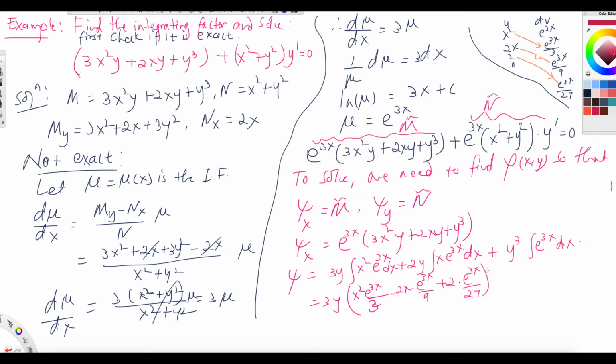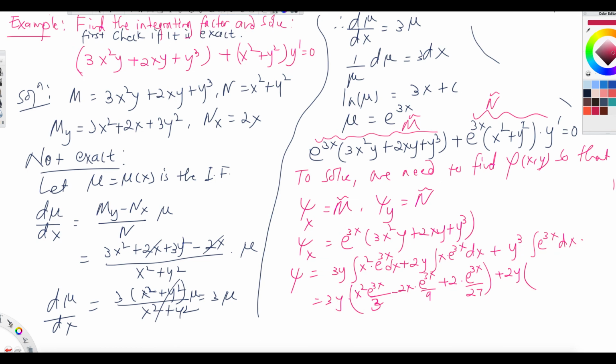For the second one, what do you get? Plus 2y times, okay, 2y times x, how about x times that one? So if you are doing, there is a 2y and then x times, right? So it will be u and then dv, right? And then u is x and dv is e to the 3x, right?